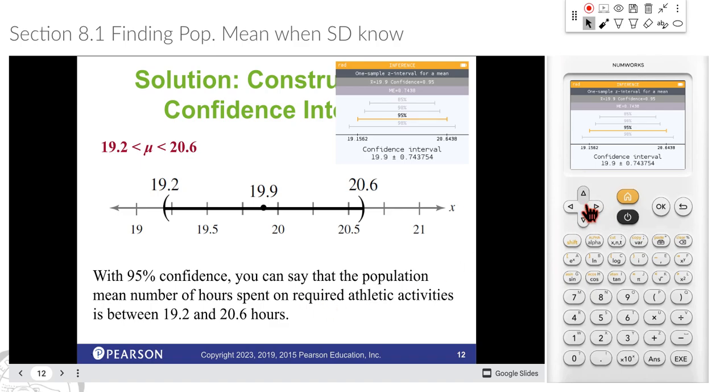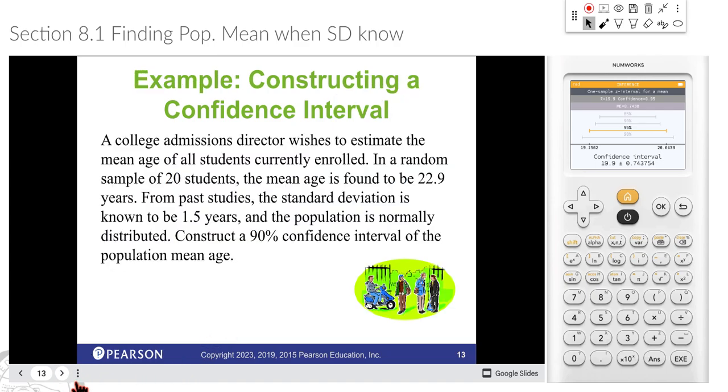Okay. But definitely we can make this statement. We've got 95% confidence that the population mean number of hours spent on required athletic activities is between 19.2 and 20.6 hours. And again, we built it off of samples without having to go and find from all the population. Okay, so let's do another example, and we'll see how we can, from the beginning, just construct a confidence interval.